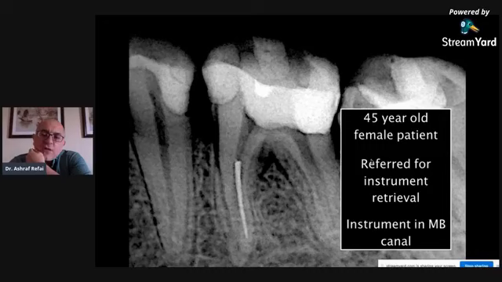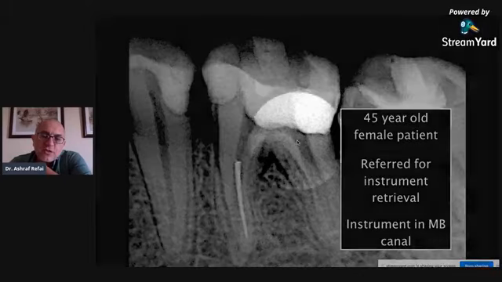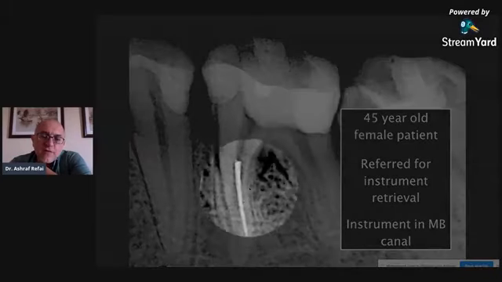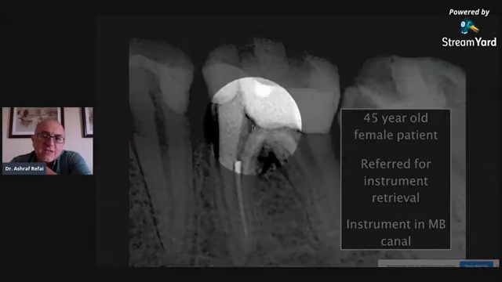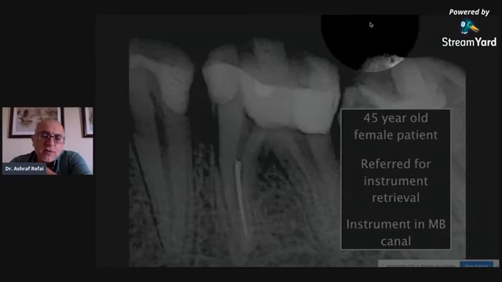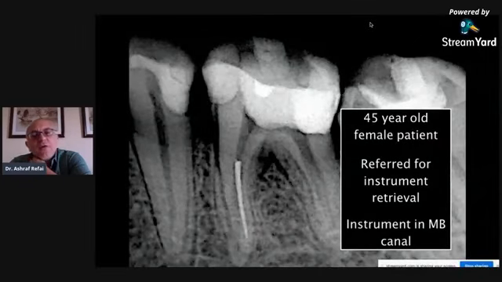This was a 45-year-old female referred to me for instrument retrieval. And as you can see, the instrument was fractured in the mesiobuccal canal. You have a very large piece of the instrument, and it's fractured in the junction between the middle and the coronal segments of the root. And as always, in these cases, I immediately send out for a CBCT.